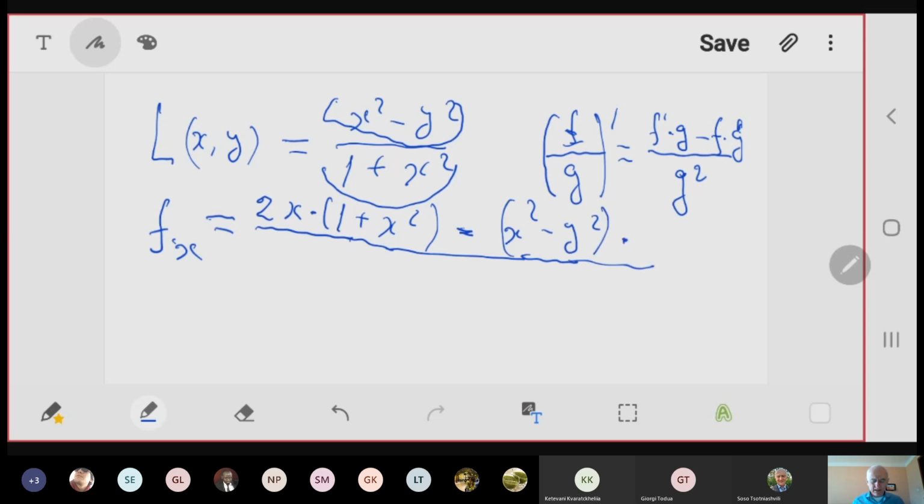Then multiply by the derivative of g. G is 1 plus x square. And what is the derivative of 1 plus x square? It's going to be 2x. And finally, I should take the square of the denominator: 1 plus x square, squared.